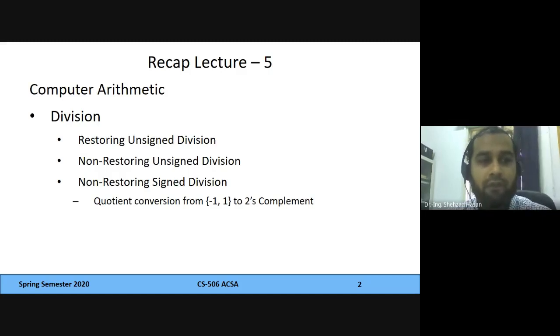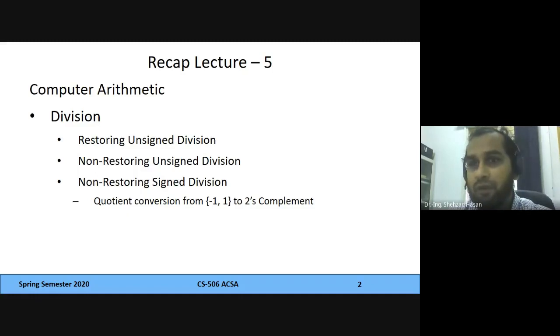This is because in division, the trial subtraction is one thing, but if you're talking about signed numbers, it might happen that your result satisfies the main conditions, but then there is an additional condition for signed numbers, and that is that the sign of the remainder should match the sign of the dividend. And if that is not the case, then you need a correction step, right? So we looked at a single non-restoring signed division algorithm and the hardware for that.